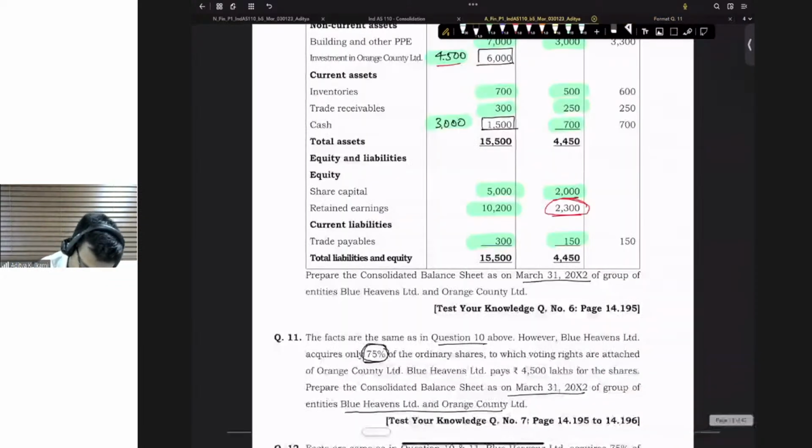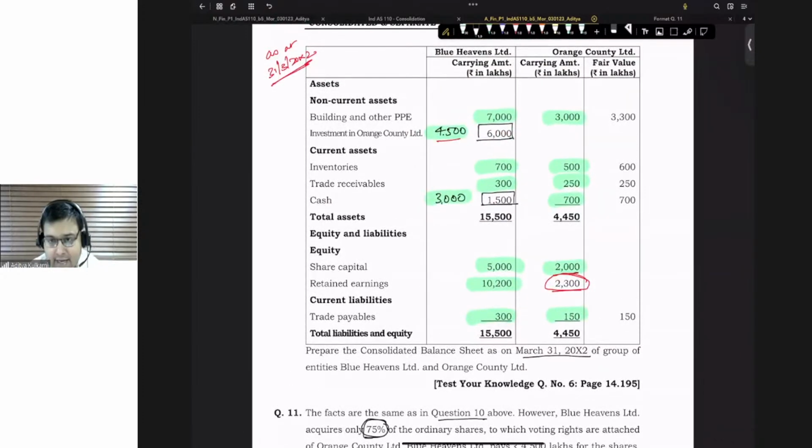Now, any fair value adjustments are there? Yes, we are having fair value adjustments. My fair valuation is happening of building. My fair value is happening of inventories. Trade receivables, there is no change in fair value. Cash will obviously remain the same. Trade payables, there is no change in the fair value. So we shall give a fair value impact of the building as well as the inventories as on 31st March X2, that is the date of acquisition.